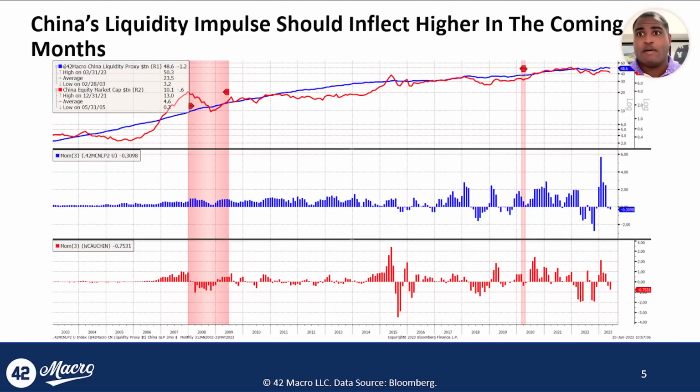And obviously that would be a positive from a global liquidity perspective, given how dominant the Chinese economy is in that matrix. But the issue there is that the negative liquidity impulse in the U.S. is likely to deepen in the coming months. Eurozone is likely to inflect negative, and Japan potentially may become negative and deepen as well. So we can unpack each of those separately.